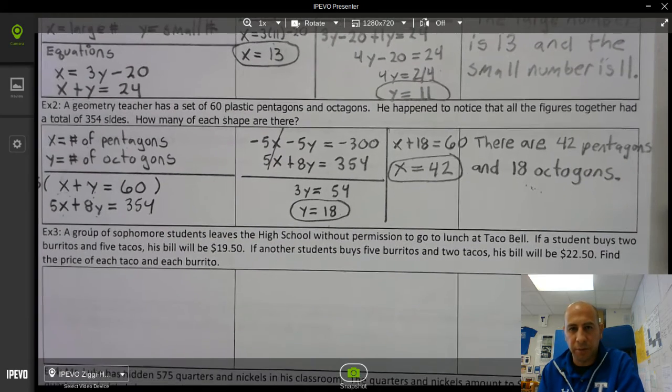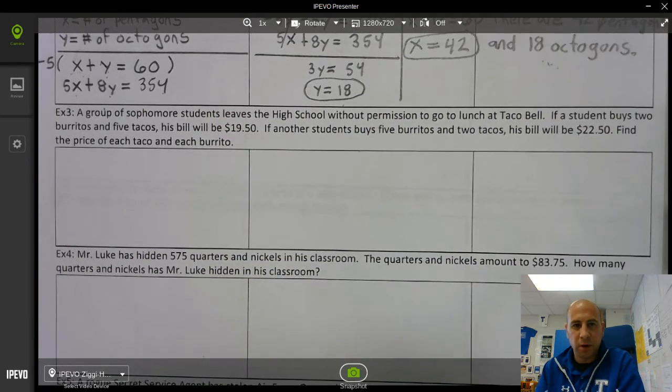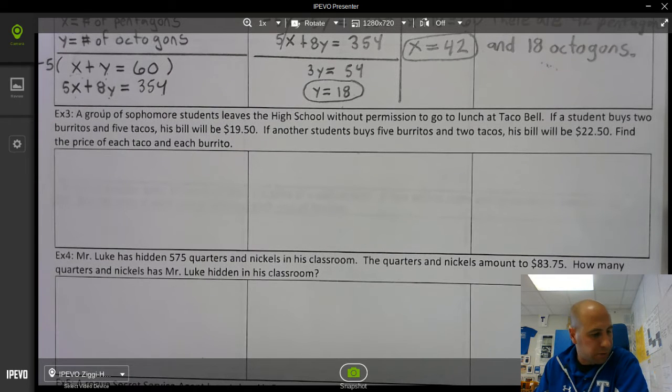All right, let's look at example 3. All right, a group of sophomore students leaves the high school without permission to go to lunch at Taco Bell. If a student buys 2 burritos and 5 tacos, his bill will be $19.50. If another student buys 5 burritos and 2 tacos, his bill will be $22.50. Find the price of each taco and each burrito.